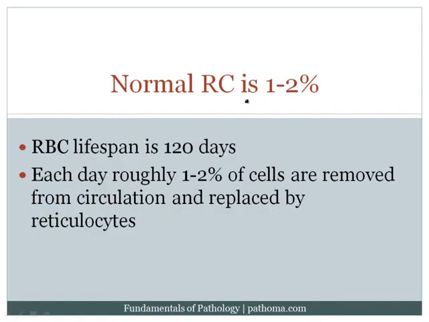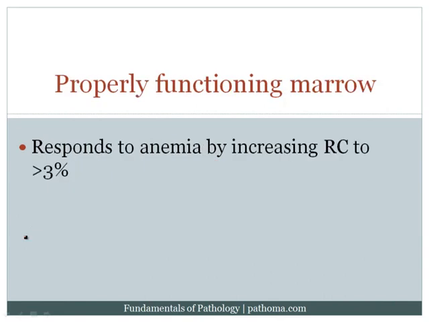Now, normally, the reticulocyte count in the peripheral blood smear is about 1 to 2%. Each day, about 1 to 2% of cells are removed from the circulation and replaced by reticulocytes. In a properly functioning bone marrow, the reticulocyte count, if there was an anemia, should pump up to greater than 3%. What I mean by this is that when there is an anemia, the bone marrow should respond by making more reticulocytes in order to try to make up for the loss of red blood cells. And the bone marrow does have the ability to pump up the reticulocyte production so that the reticulocyte count in the peripheral blood smear would be greater than 3%.